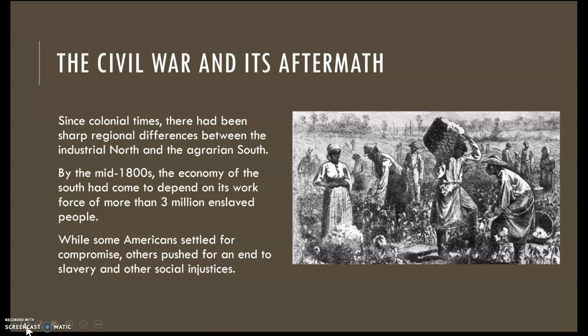By the mid-1800s, the economy of the South had become almost completely dependent on its workforce of about 3 million enslaved people, most of which were from Africa. Now, while some Americans settled for compromise, others pushed for an end to slavery and other social industries. The North did not have slaves. The South obviously heavily relied on slaves. So they fought over whether new states coming into the Union should be slave states or non-slave states. And this problem ended up blowing up.